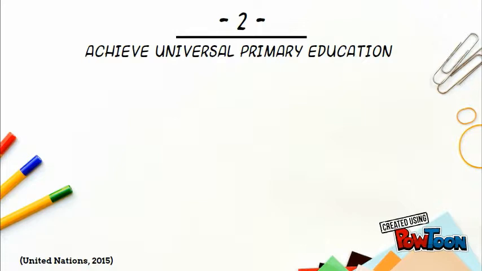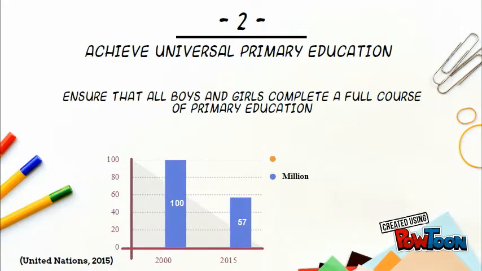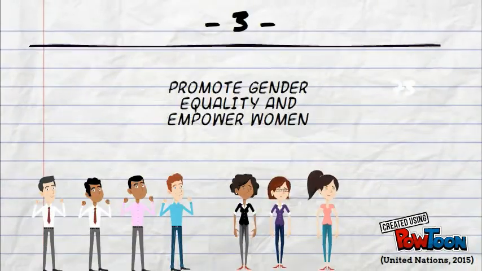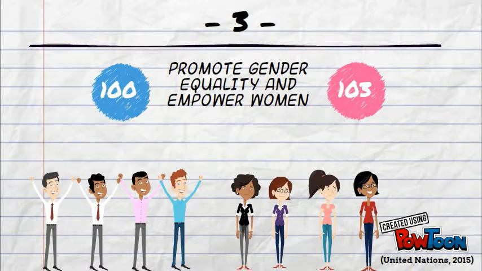The second objective focused on ensuring all boys and girls completed primary school education. In 2000, there were 100 million children out of school, and by 2015 this had been reduced to 57 million. The third objective was to promote gender equality and empower women. In Southeast Asia, in 2000, there were 73 girls for every 100 boys in schools. By 2015, girls had overtaken boys, and there were 103 girls for every 100 boys.